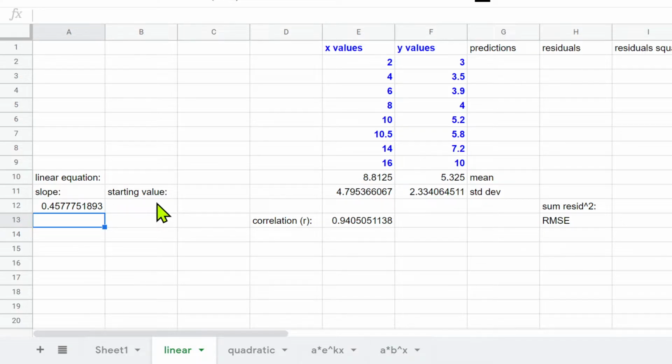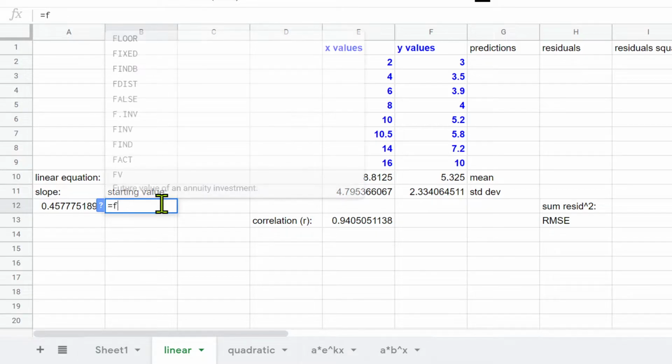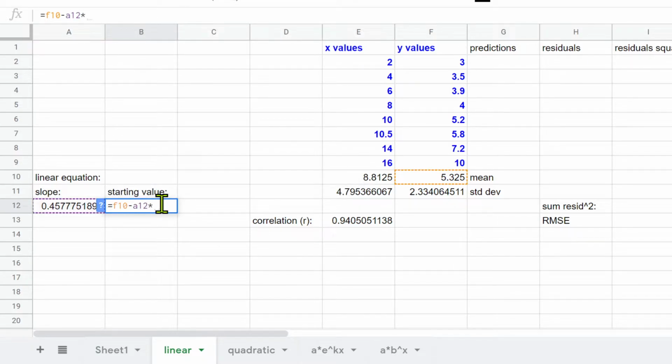Now, what's the starting value? I could do a lengthy discussion of this, but I'll just tell you, the easiest way to find it is the mean of the y values minus the slope times the mean of the x values. So it's the mean of the y values, which is F10, minus the slope, which we just calculated in A12, times the mean of the x values, which is E10. All right, there we go.